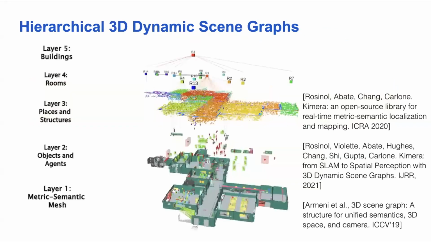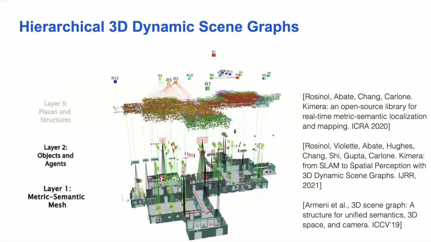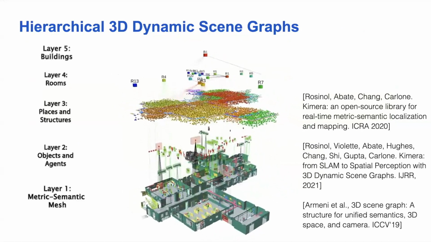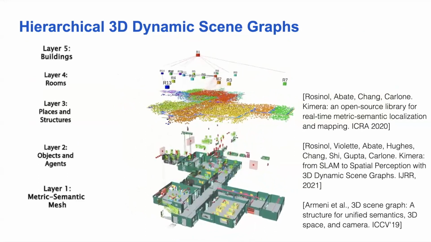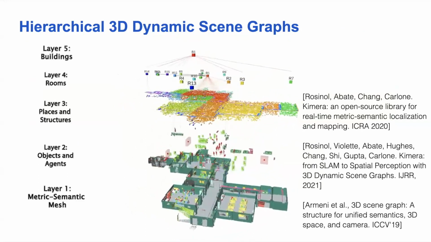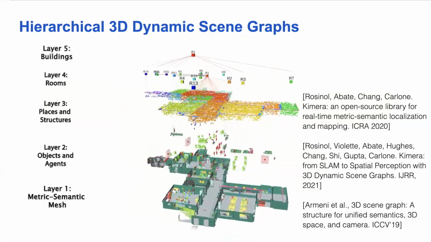Okay, now the way we at Spark Lab have been thinking about this is developing 3D scene graphs. Armeni and others first proposed this idea and gave a semi-automatic pipeline to constructing 3D scene graphs, and a bunch of people in my lab proposed 3D scene graphs using a fully automated system. The lowest layer has a metric semantic mesh, which is constructed from a 3D reconstruction pipeline. Then you extract objects and agents from that.